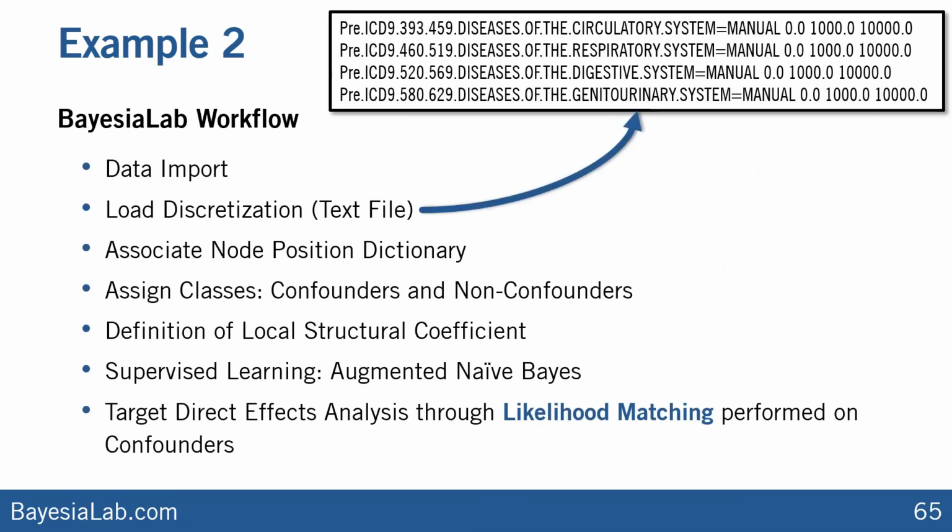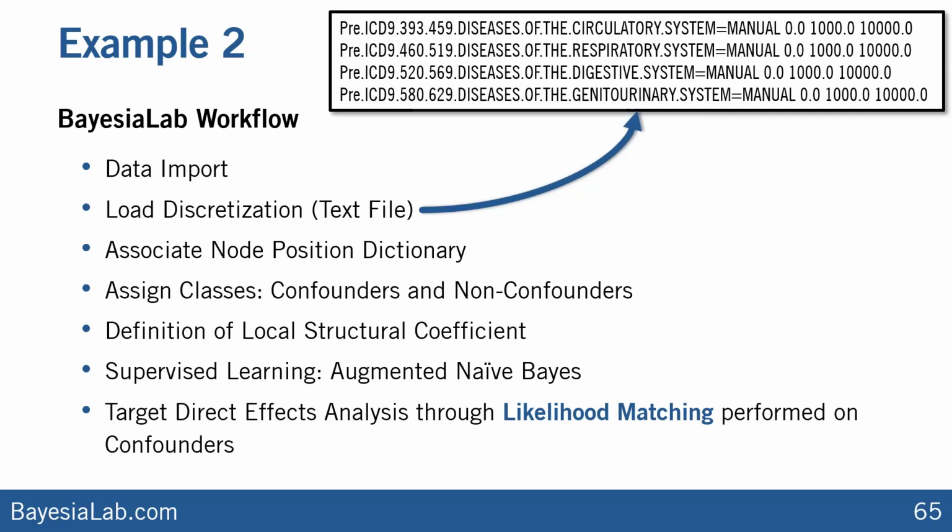Here is the workflow that we're going to pursue. We start with data import, and then I'm going to do a few things that are not necessarily essential here, but as always, I'd like to highlight some interesting features of BayesiaLab or some practical features. In this case, instead of performing discretization ad hoc inside BayesiaLab, I have defined a file offline with the bins for my variables. So I'll show you how we can import that. That's sometimes very practical.